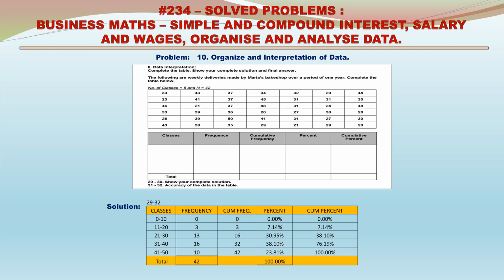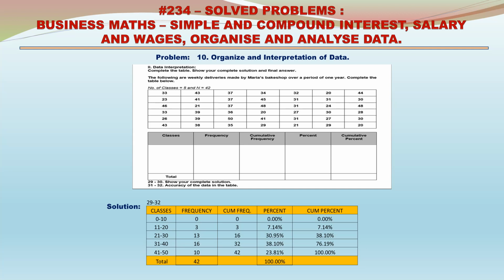Classes. We divide the data into 5 classes: 0 to 10, 11 to 20, 21 to 30, 31 to 40, 41 to 50. Frequency. When we put the data in the classes, the frequencies are: 0 to 10, 0; 11 to 20, 3; 21 to 30, 13; 31 to 40, 16; 41 to 50, 10. Total 42 numbers.